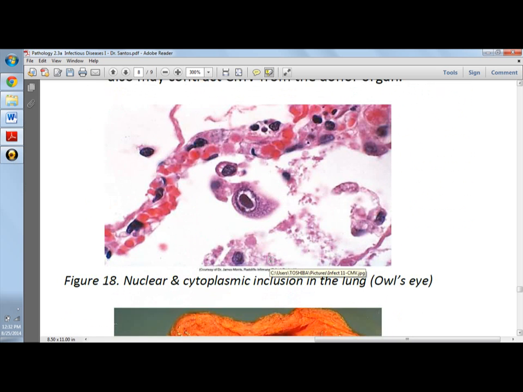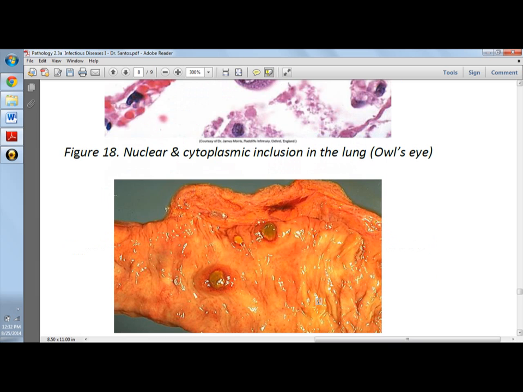So this is a picture of nuclear and cytoplasmic inclusions in the lungs, which is the primarily infected organ, causing pneumonitis. And then this is actually colitis, or CMV in the cecum.